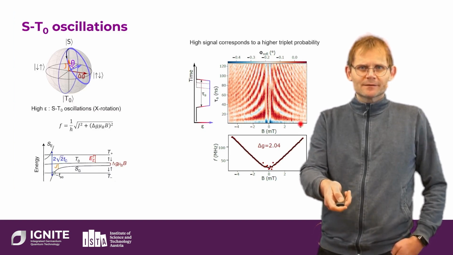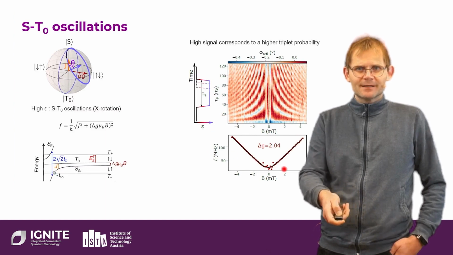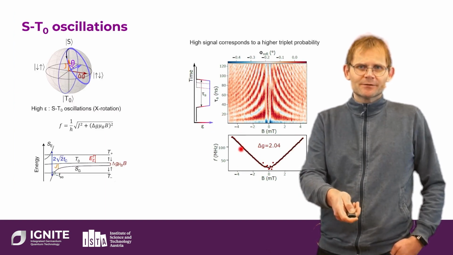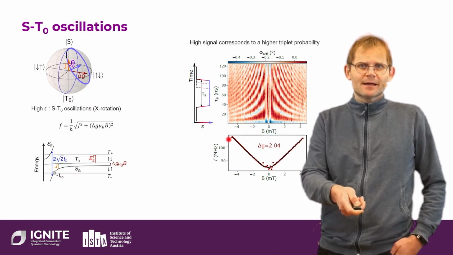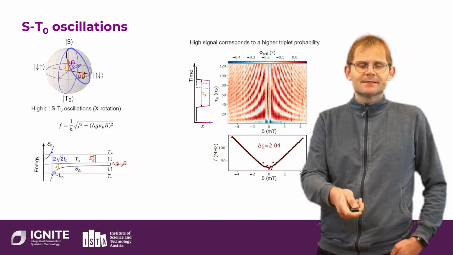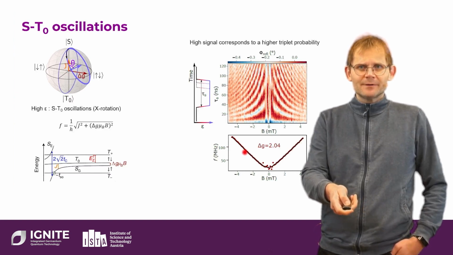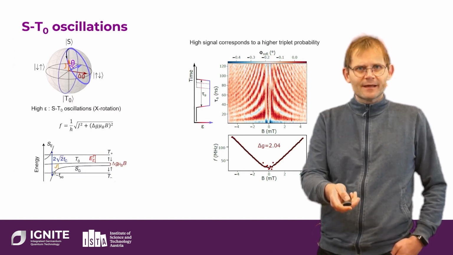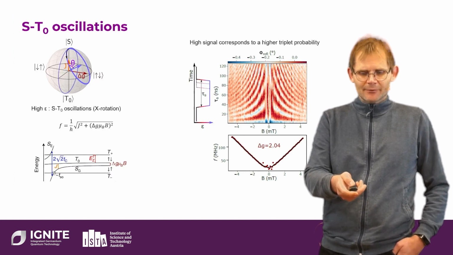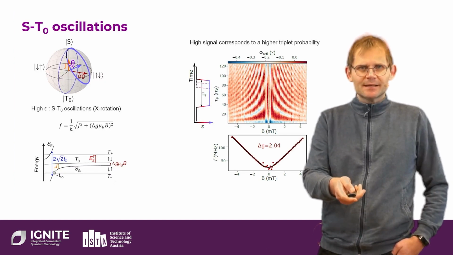And if you now plot the frequency versus the magnetic field, you can see that already a bit above 4 millitesla, you can reach X rotation frequencies exceeding 100 megahertz, and we have a g-factor difference of 2. These were the X rotations. Let's see how we are going to do exchange oscillations.